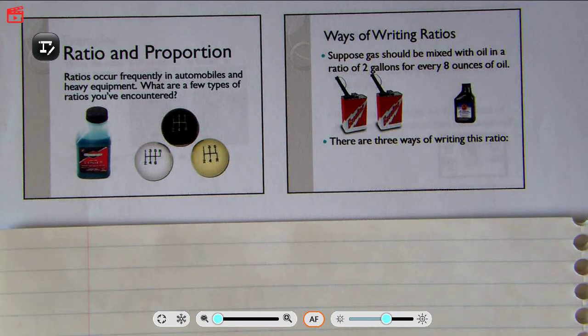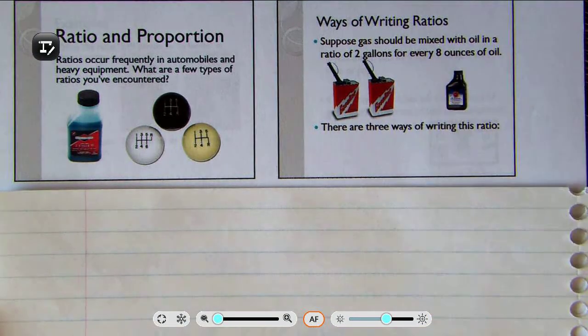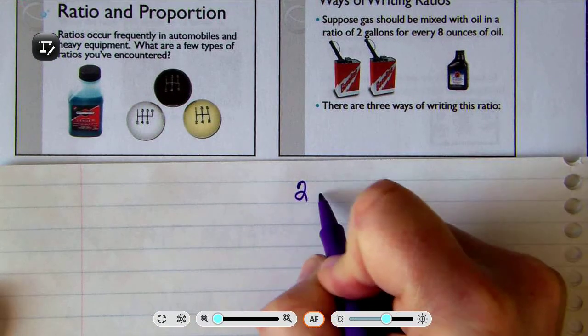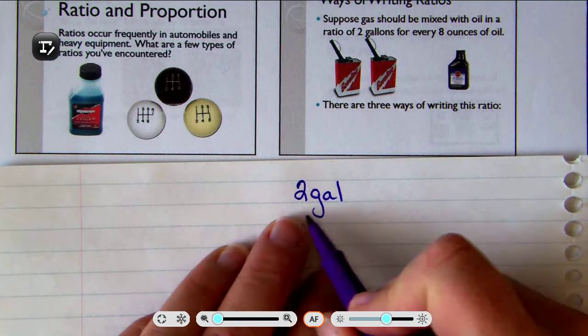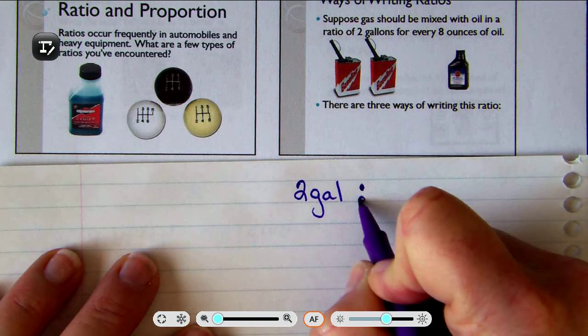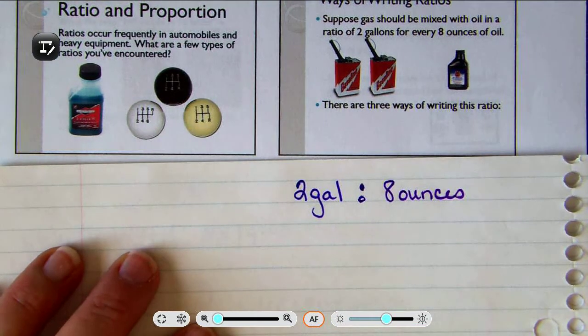So there are different ways that we can write a ratio. Let's say that we mix 2 gallons of gas for every 8 ounces of oil. And there are 3 ways we can write this. We can write it as 2, and sometimes we put the units in there and sometimes we leave them off, depending on if the units are understood. So gasoline to oil, it's pretty standard to go gallons to ounces. So we do 2 gallons to, and we use a colon, 8 ounces. I suppose I could have abbreviated that.